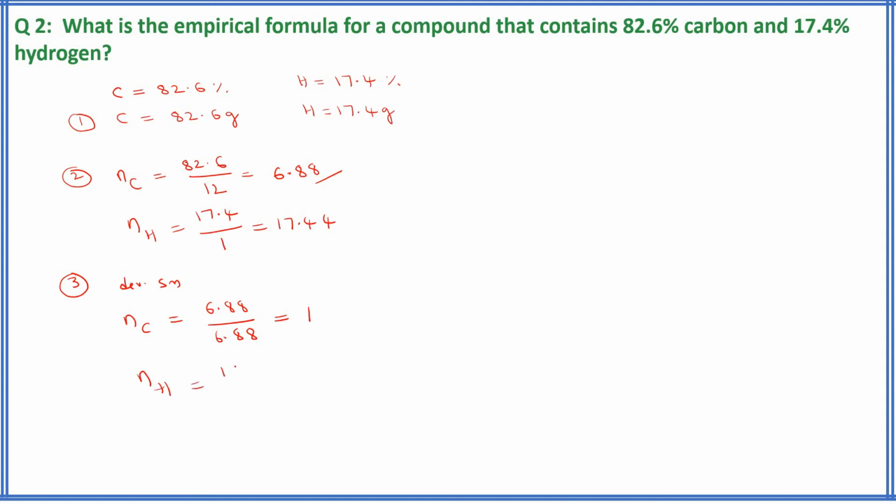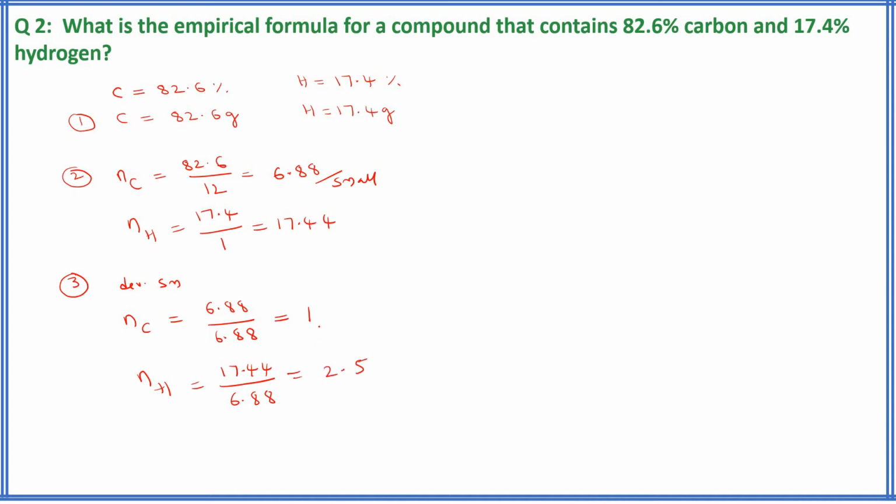Number of hydrogen: the number of moles we got is 17.4. Now divide this with the smaller one, which is the smallest, 6.88. Now divide 17.4 by 6.88. We get roughly 2.53. You take roughly 2.5.